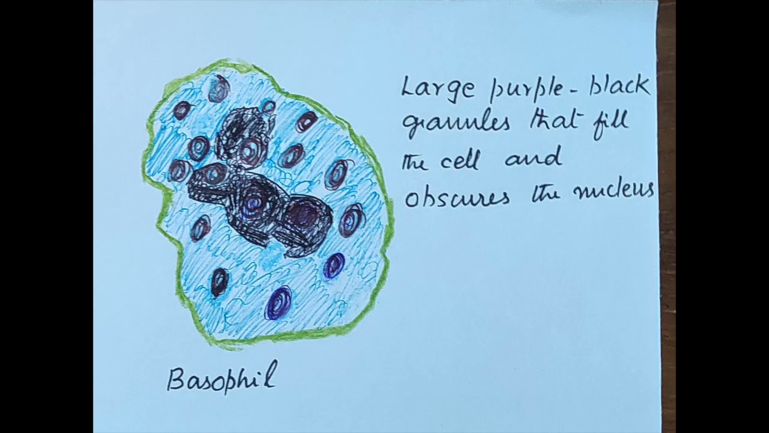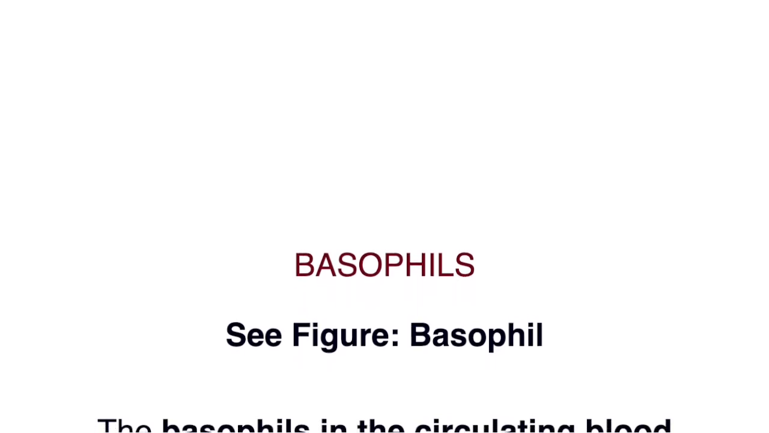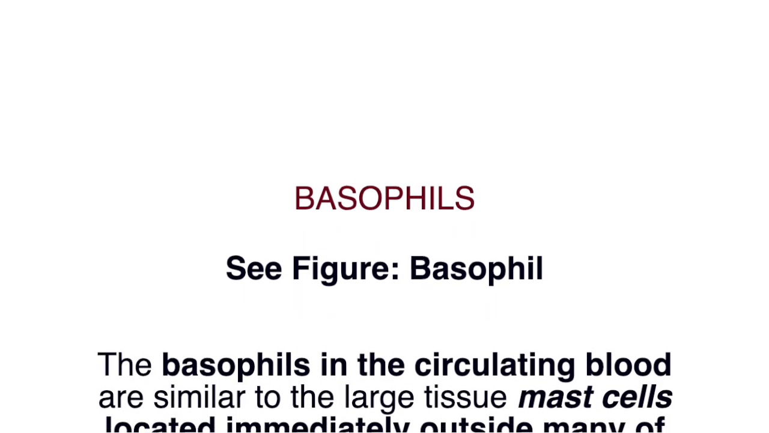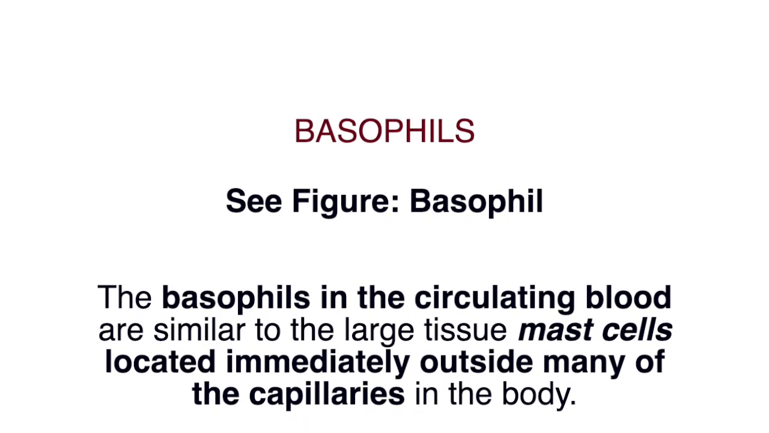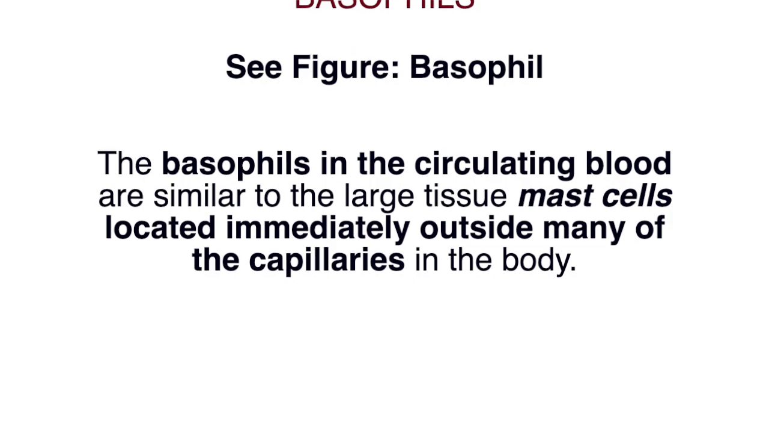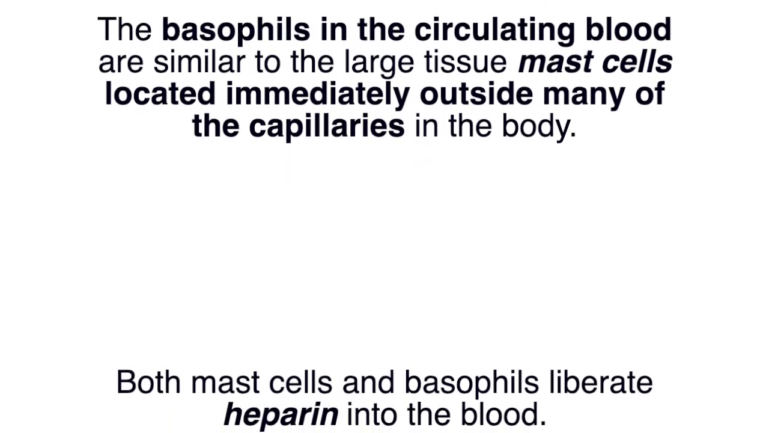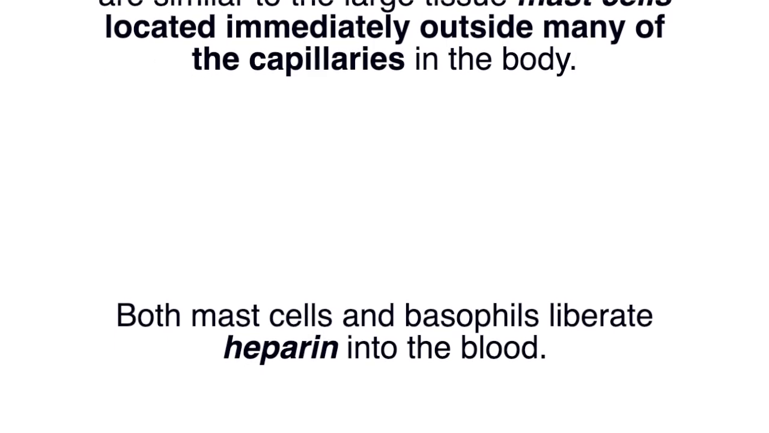This picture is a basophil with large purple-black granules that fill the cell and obscure the nucleus. See figure: basophil, shown earlier. The basophils in the circulating blood are similar to the large tissue mast cells located immediately outside many of the capillaries in the body. Both mast cells and basophils liberate heparin into the blood.